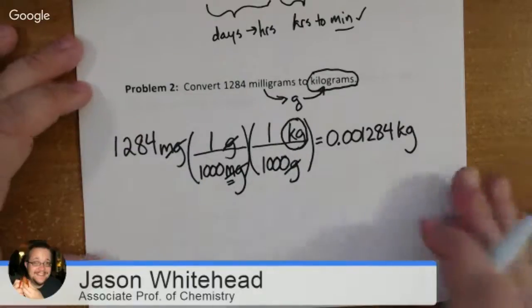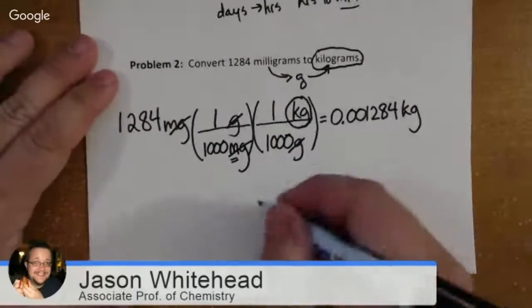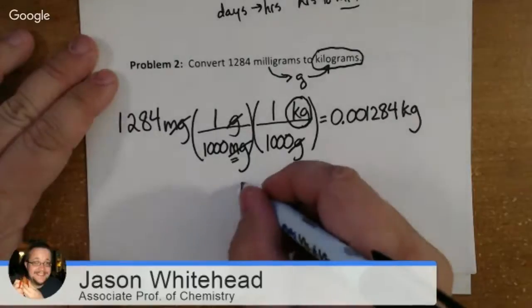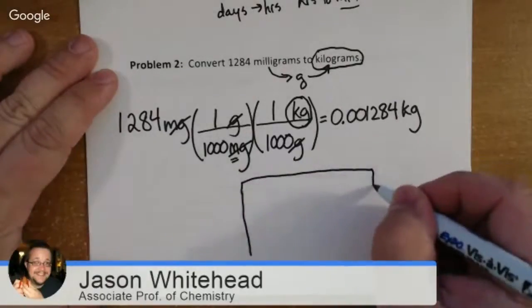Now, just a quick note on metrics. The chart that you have in your notes looks a lot like this. There are 2 columns.